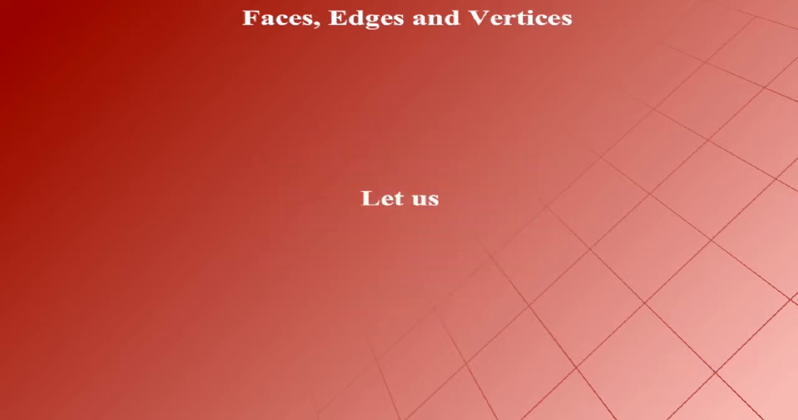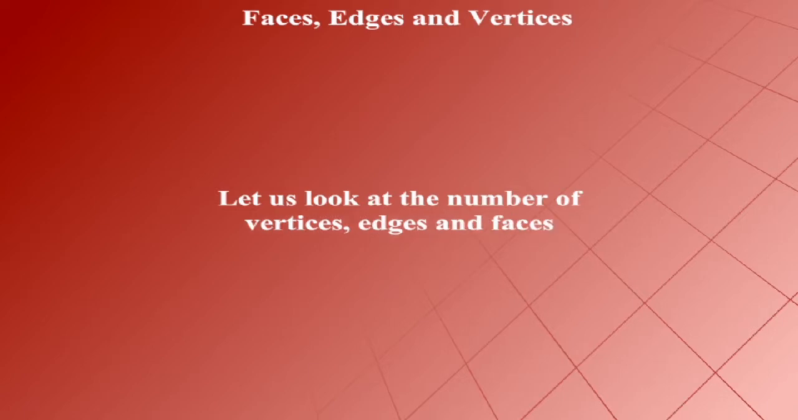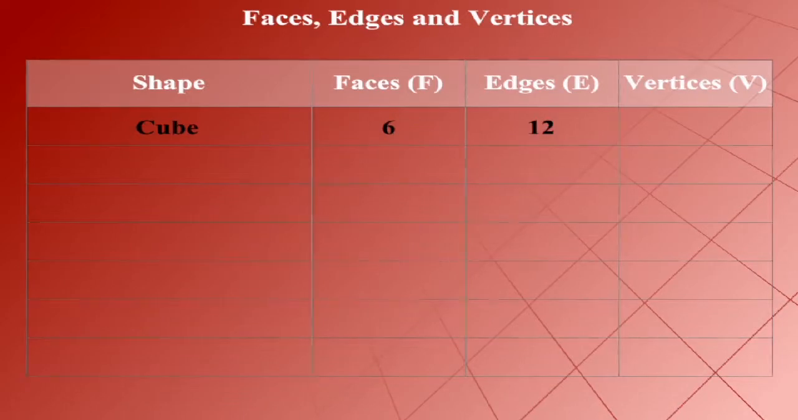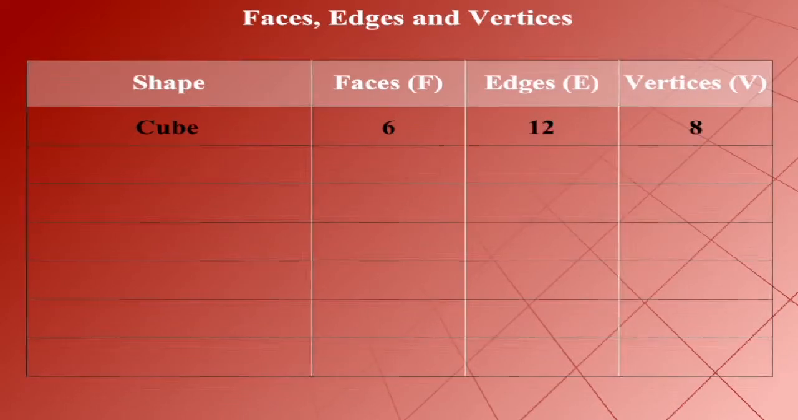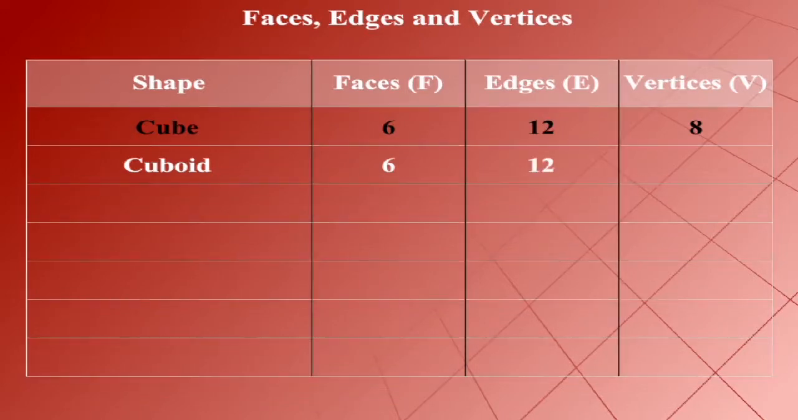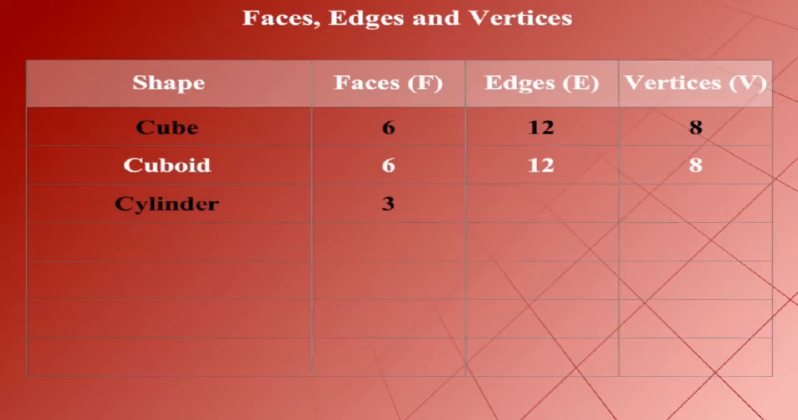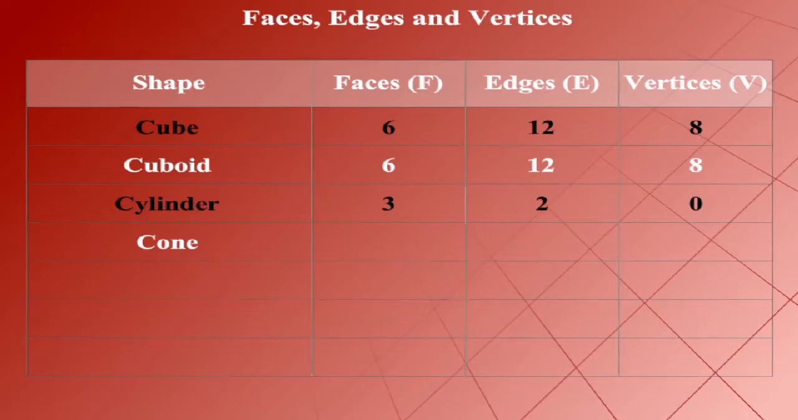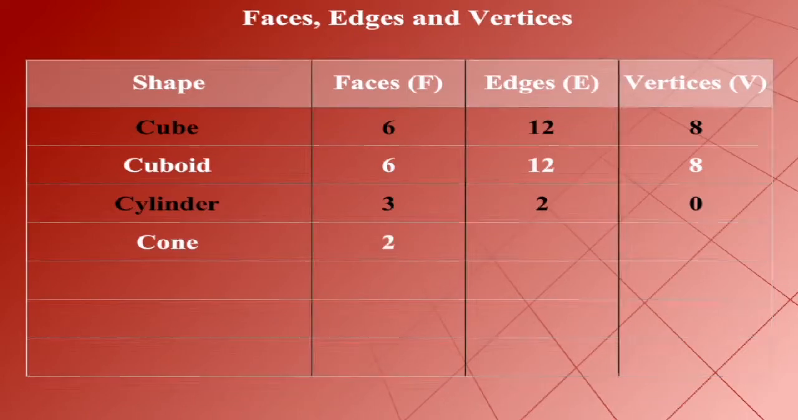Now, let us look at the number of vertices, edges and faces in various solids. A cube has 6 faces, 12 edges and 8 vertices. A cuboid has 6 faces, 12 edges and 8 vertices. A cylinder has 3 faces, 2 edges and no vertices. A cone has 2 faces, 1 edge and 1 vertex.